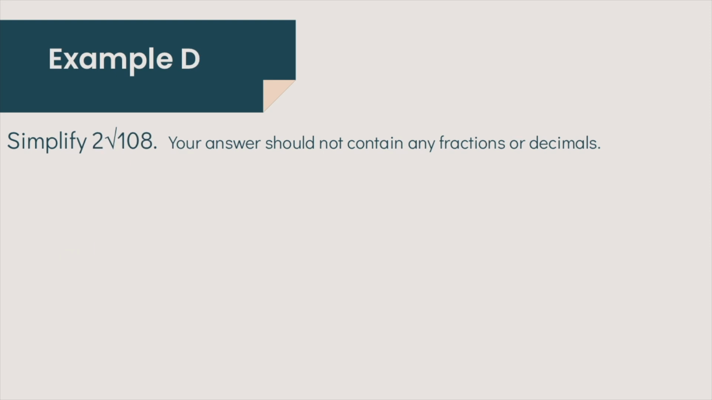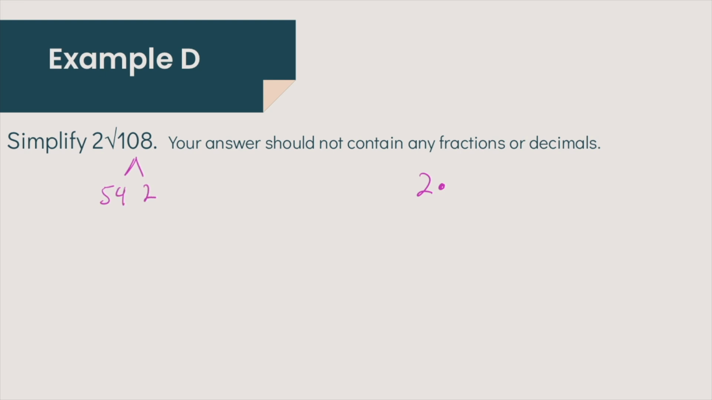Here on our last one, we've got 2, the radical of 108. So the 2 is going to stay on the outside. We're not going to mess with that. That's going to just wait for whatever numbers we bring out in order to be multiplied by it. So now we've got to just factor out that 108. Again, it's an even number, so I'm going to pick 2. So I'm going to get 54 and 2.